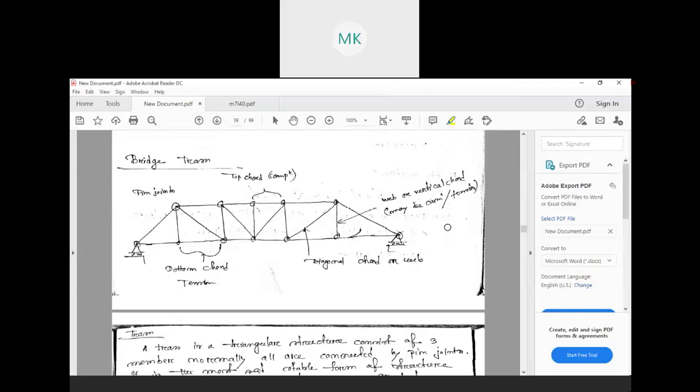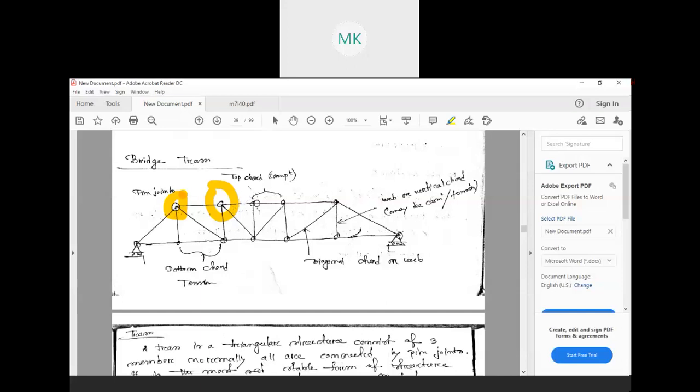What is the effect of load in a truss? Here, as you can see, this is a truss. Please all of you go through this. A truss is given. As you can see, all the joints here are called pin joints. All the truss members are connected by pin joints.